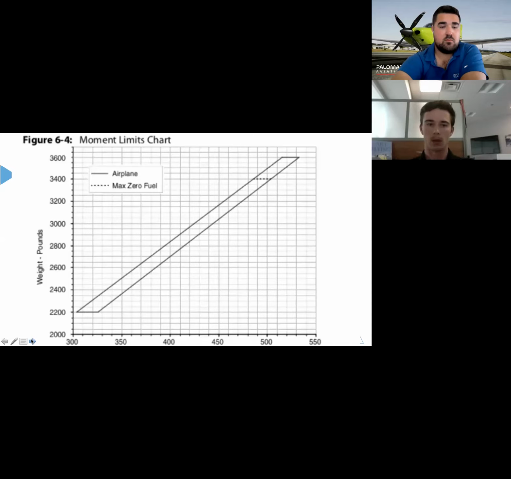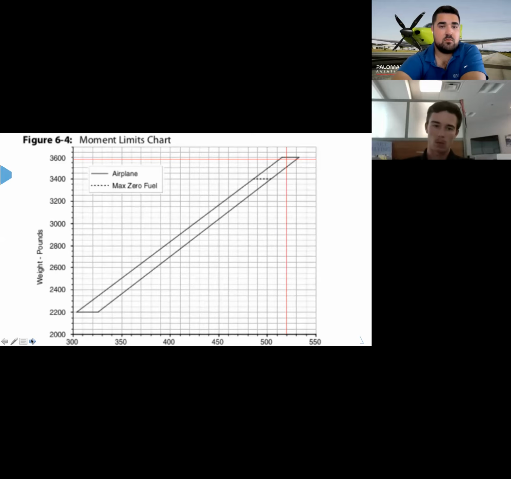So if we look on the left side there, there's the weight in pounds, and on the bottom, that'll be the moment. So we've got a takeoff weight of just below 3,600 and a moment of about just under 520. So we can draw some lines up from 520 and across from just below 3,600, and we see that that puts us right in the center of gravity envelope.